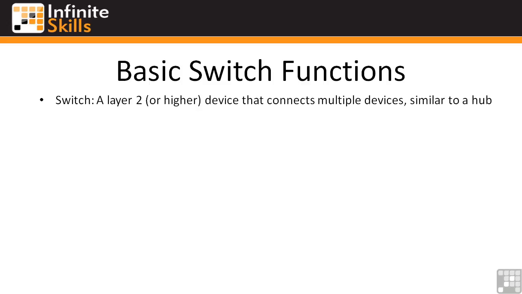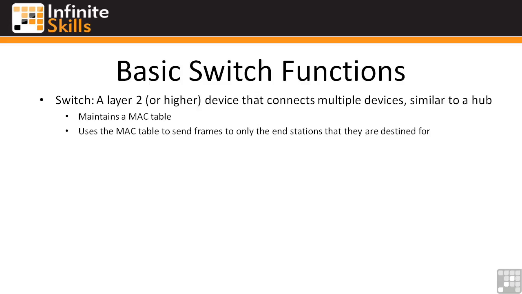For the purposes of our discussion, we're only going to talk about layer 2 functionality in a switch. Now, the primary function of a layer 2 switch is to maintain a MAC table, MAC being the Ethernet address or the media access control address, the layer 2 address. It uses this MAC table to send frames only to the end stations that they are destined for.